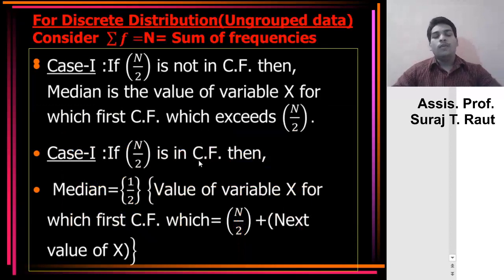Then for a discrete distribution, how can we find the median? Consider summation f is equal to n. This is the sum of frequency. Case 1. If n upon 2 is not in the cumulative frequency, then the median is the value of variable x for which the first cumulative frequency exceeds n upon 2. I repeat, if n upon 2 is not in the cumulative frequency, then the median is the value of variable x for which the first cumulative frequency exceeds n upon 2. And case 2, if n upon 2 is in the cumulative frequency, then the median is half in brackets the value of variable x for which the first cumulative frequency is exactly equal to n upon 2 plus the next value of x.